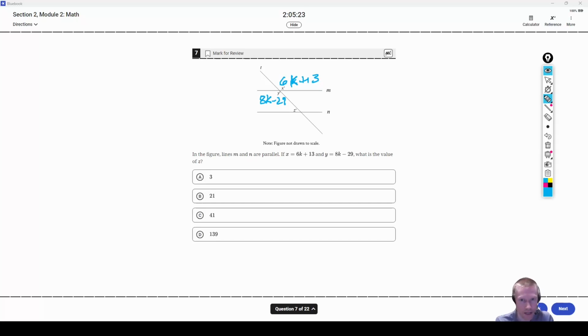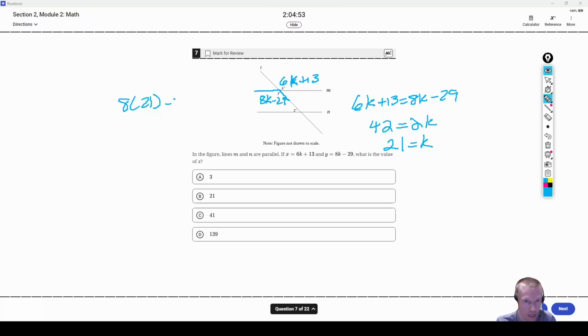Basically what you have to know for this is that x and y, since they are vertical angles, will be congruent. So therefore, 6k plus 13 equals 8k minus 29. You go ahead and solve this. You get 2k equal to 42, or k equals 21. So now when you plug that in, that means that this entire angle where the y is going to equal, let's see, 8 times 21 minus 29. So if we go and work that out, it's going to be 139 degrees, basically 168 minus 29.